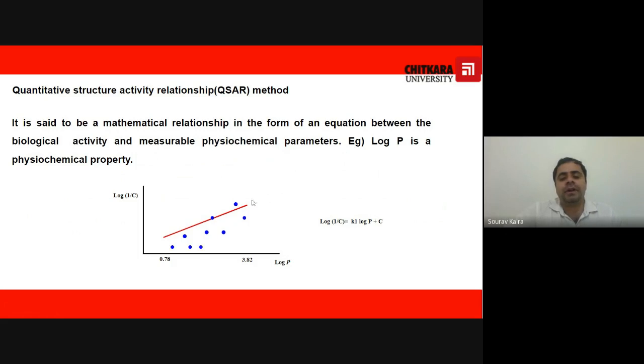In the QSAR method, on a graph, log 1/C is the activity, and log P is a physicochemical character. We know what log P is. Log P is the octanol to water partition coefficient of a drug: how much it is soluble in water, how much it is soluble in octanol. So we can measure this type of physicochemical features, and we can predict the activity.